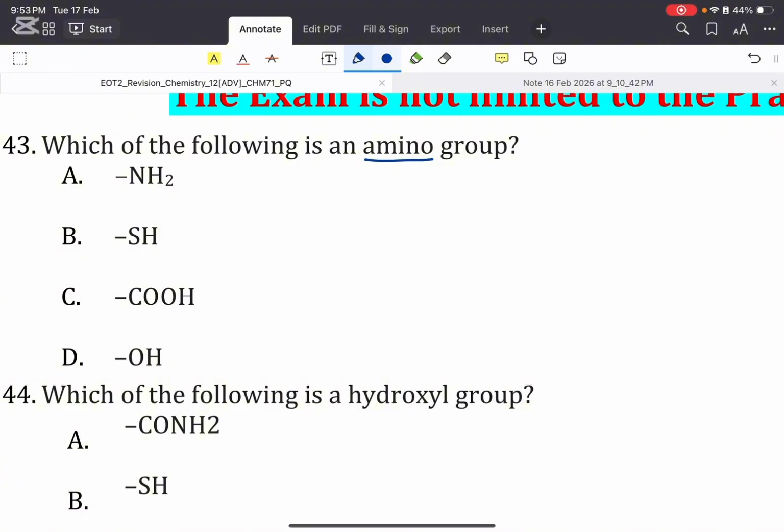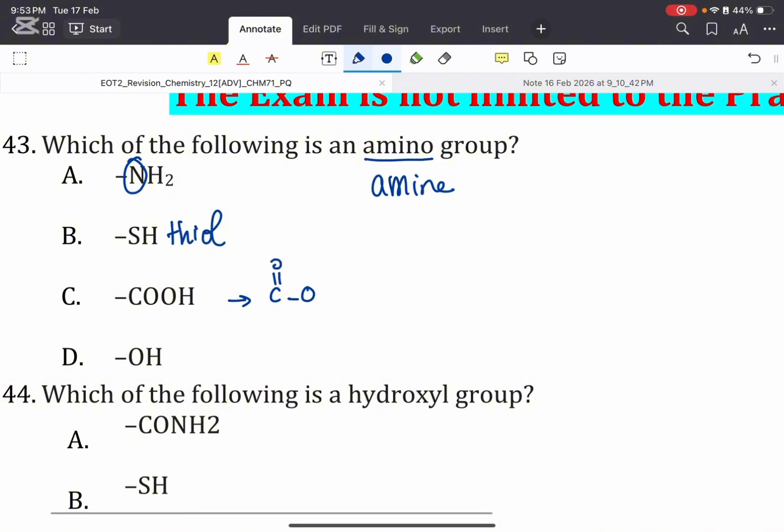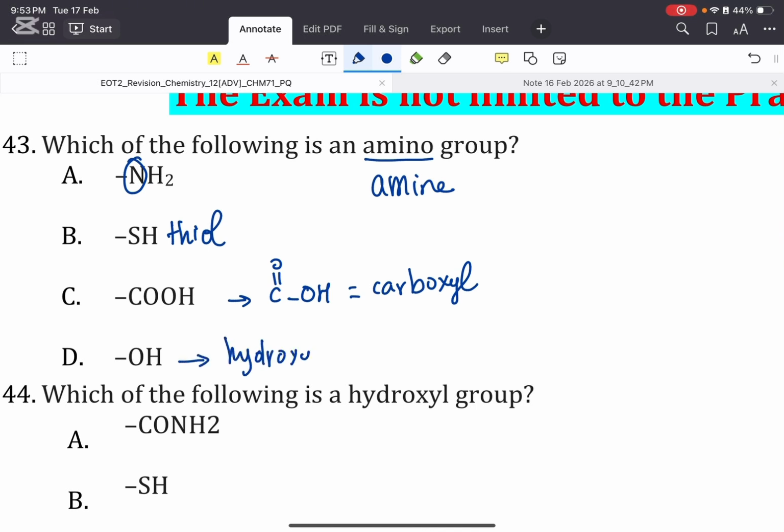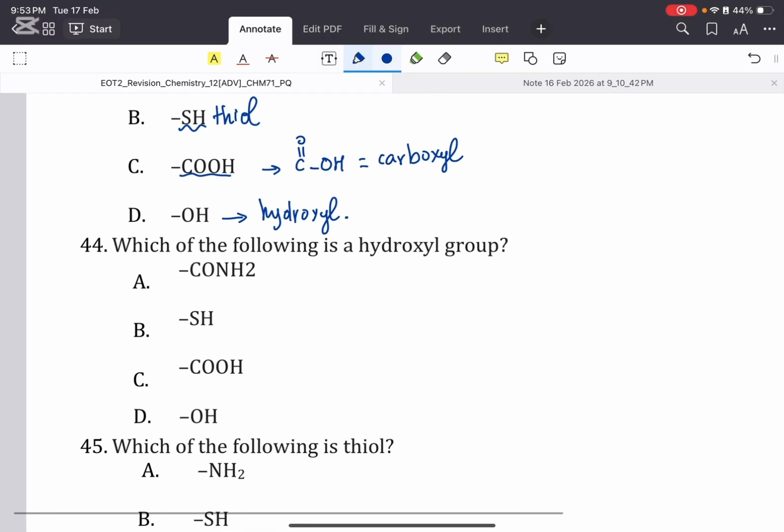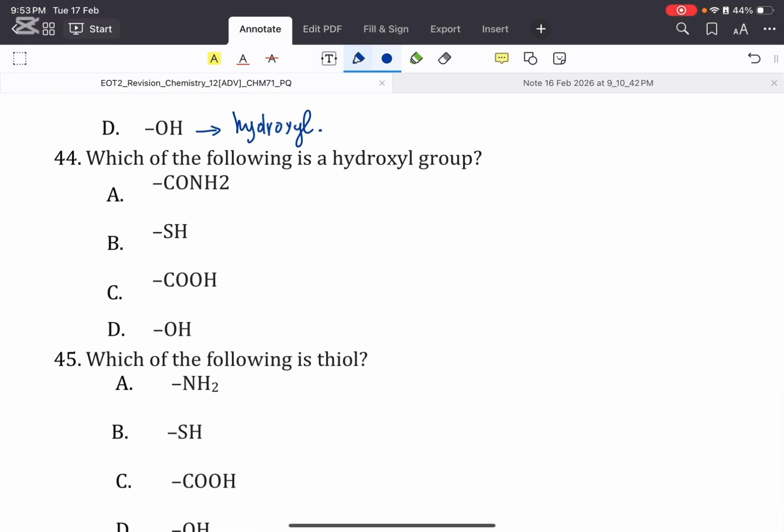Again, which of the following is an amino group? Amino group is the name of the functional group of amines. It means I need a nitrogen. This one is called thiol. Again, this one is a carbonyl and a hydroxyl, which is called carboxyl. And this is a hydroxyl that we see in alcohol. This one we see it in carboxylic acid. This one we see it in thiols. Expect questions like that. You really need to know the name of the functional groups, what they look like, and the name of their family group.